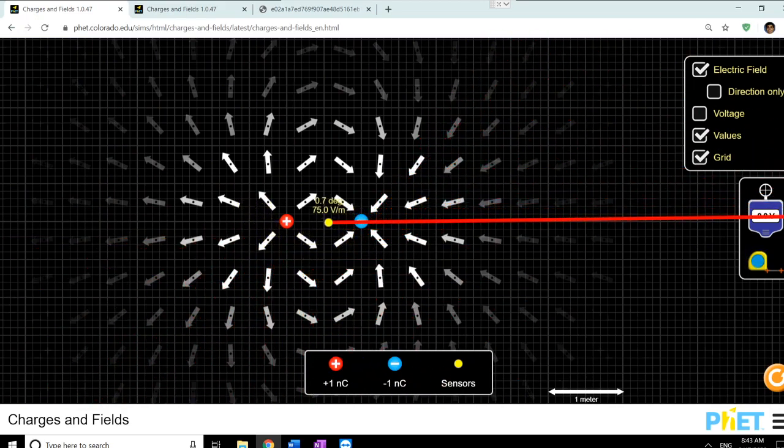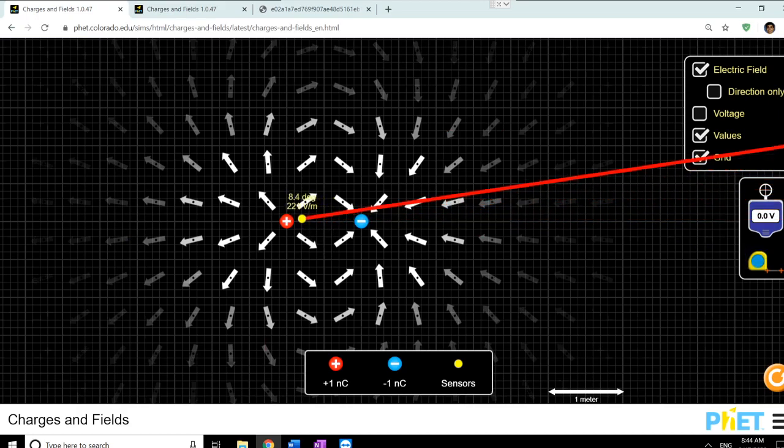Now you'll see that in the middle, between the positive and negative, you have the weakest electric field. This is actually an AP Physics 1 question. The closer you get to the plus, it increases. The closer you get to the minus, it increases. But in the middle, it's actually the lowest.